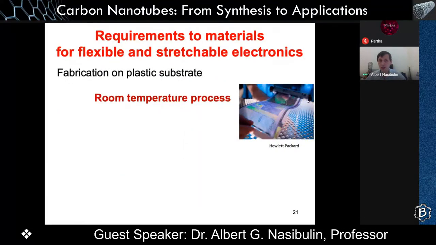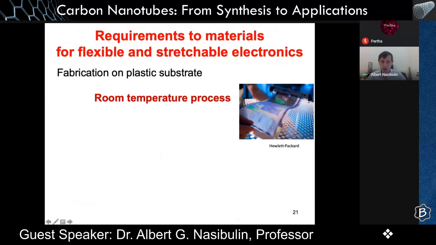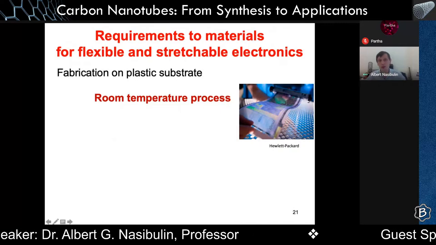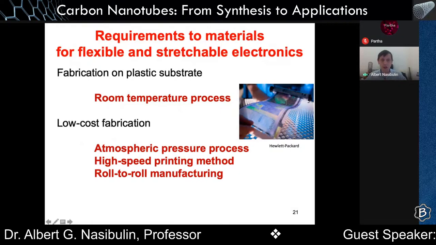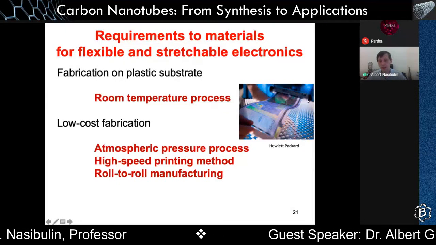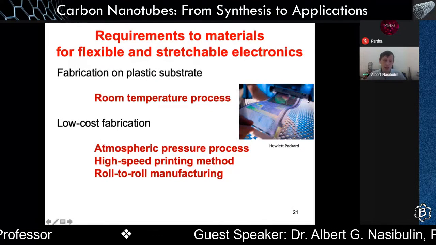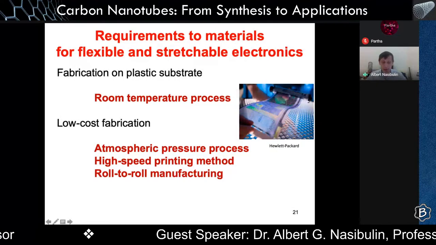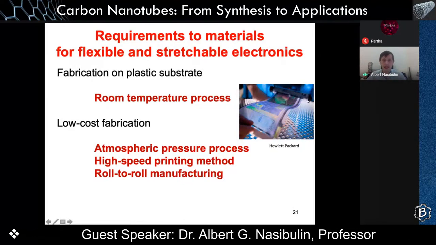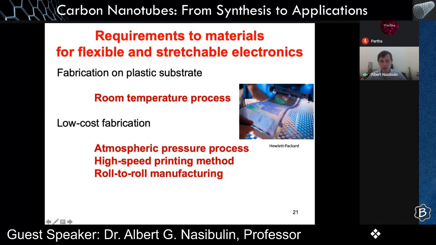Let's look at the requirements for materials for flexible and stretchable electronics. First of all, we need to fabricate at room temperature, because plastic is a typical substrate for that purpose, and plastic does not take more than 100 centigrade. Second, it should be low-cost fabrication. It must be competitive with existing technology. Preferably, it should be done at atmospheric pressure with a high-speed printing method and be roll-to-roll compatible. In that case, we'll have the conditions to successfully utilize carbon nanotubes. And the method I introduced to you today, this aerosol CVD method, really allows us to fulfill all these requirements.